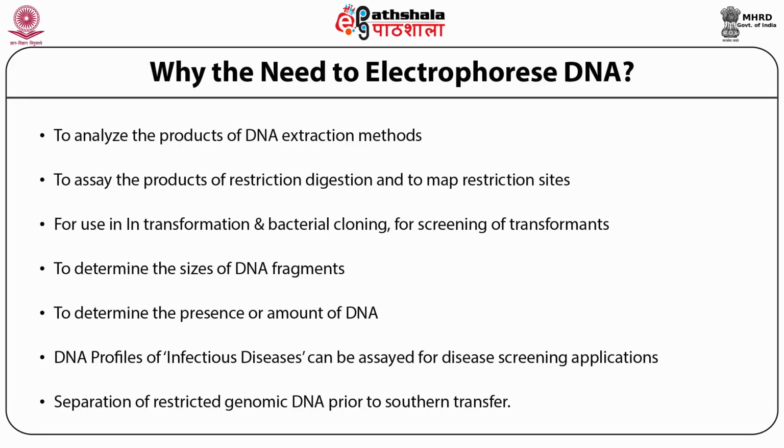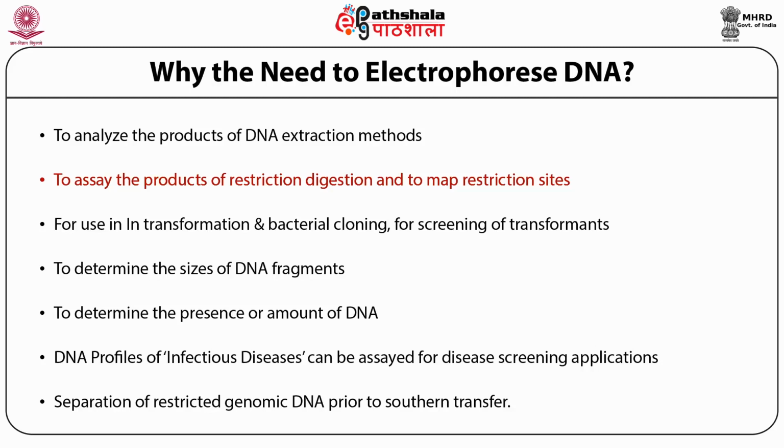Applications of agarose gel electrophoresis. Agarose gel electrophoresis can be used for separation of DNA fragments for extraction and purification. It is used in transformation and bacterial cloning where we screen for transformants. We also use it for assaying products of DNA extraction from either an animal source, plant, plasmid, or a bacterial source. Analysis of restriction enzyme digestion products to visualize the fallout or a drop seen post-digestion.